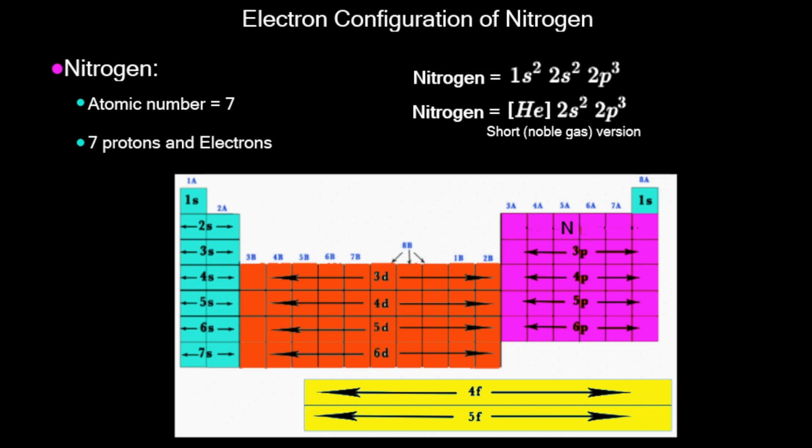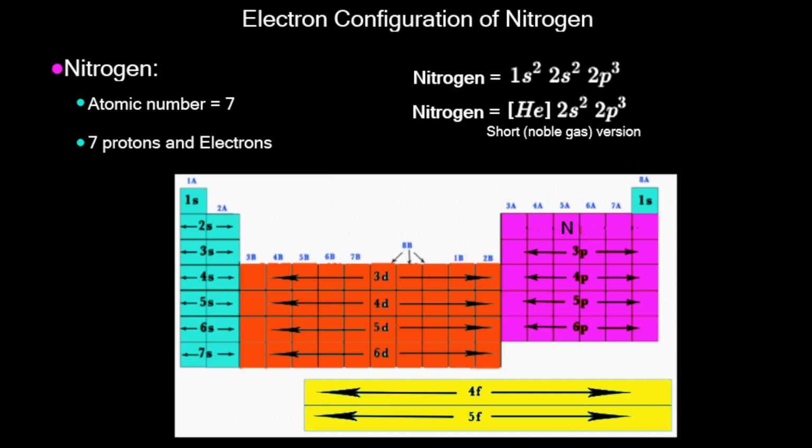Let's write the electron configuration for nitrogen step by step. First, we need to locate nitrogen on the periodic table. Nitrogen is located on the second row in the p block, as the third box counting from the left to the right. Nitrogen has an atomic number of 7, which tells us it has 7 electrons in a neutral atom.